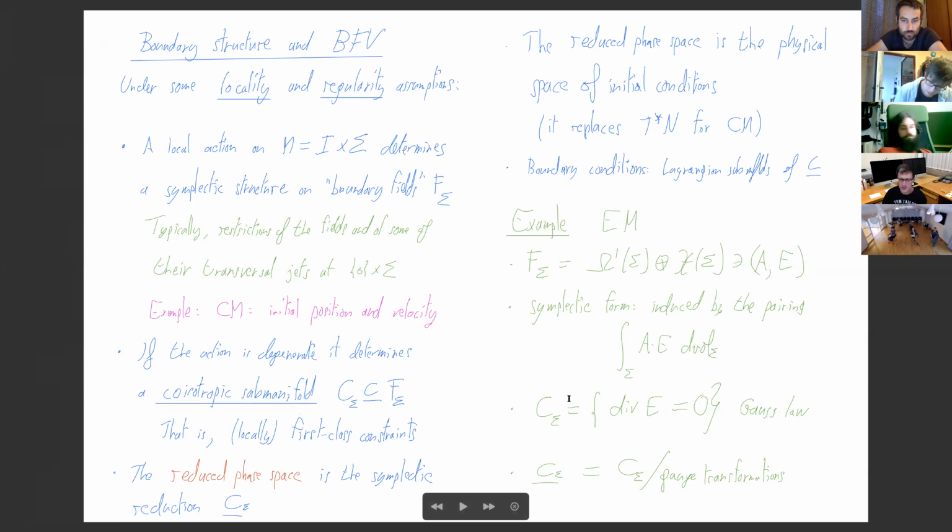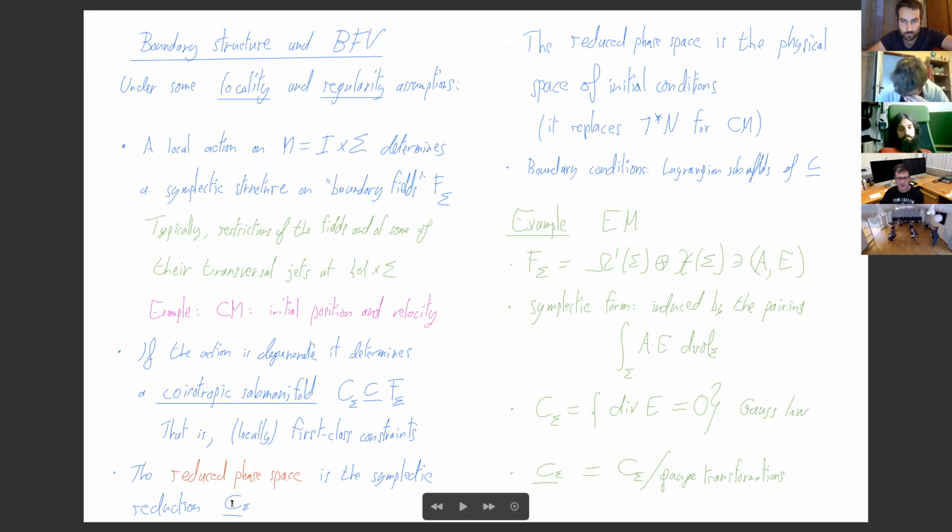Okay, so your C sigma in this example is the space of solutions to Gauss law, and then you have to compute the Hamiltonian vector fields of this Gauss law, and it turns out that they act on the vector potentials essentially by gauge transformations.